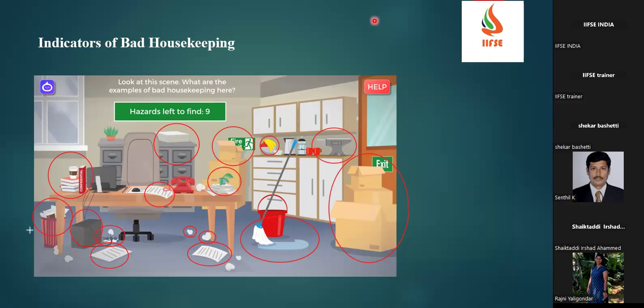Okay, good. We'll see one more example. So whenever you go to the shop floor, you have to look in such a way that definitely there is an incident. It does not mean that we'll go with a negative mentality. We have to look for opportunities for improvement. It is not about fault finding.